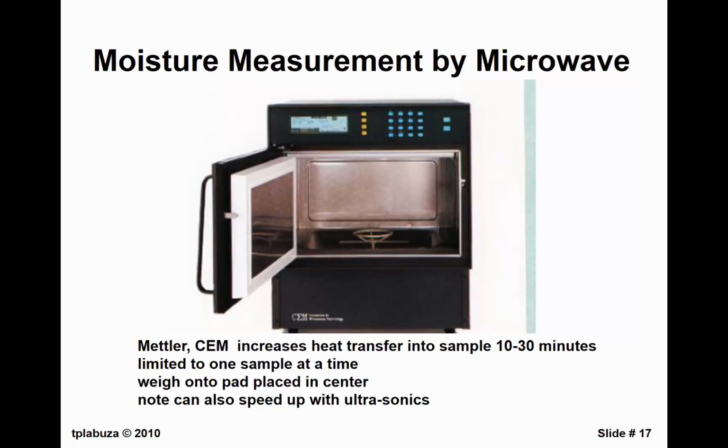This is another rapid method, 1 sample at a time in a microwave oven. You weigh your sample onto a pad that goes in the middle here, and then they have some standard set up. They're going to be doing this too, right? The microwave? Yes, they will. Which other methods? The convection oven method and the vacuum oven. And then Karl Fischer.